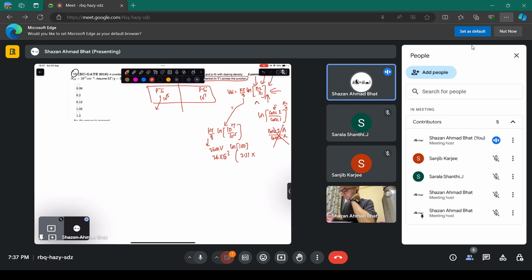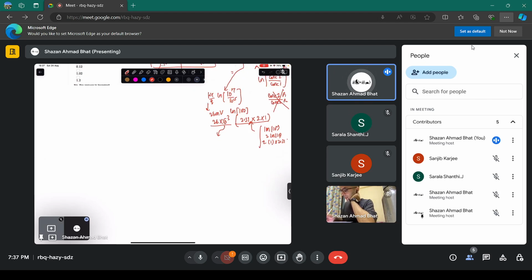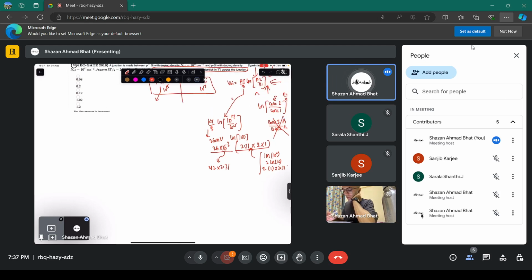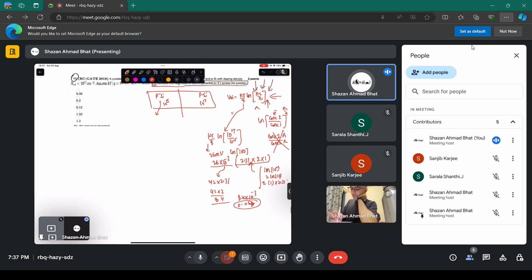2.31 into 2 into 1, because you can write ln of 10 to the power 2 as 2 ln of 10. This is 2 into 1 into 2.31. That is the same thing I have written here. I hope you guys know about this. So you solve this thing, you get 26 into 2. This is 42 into 2.31. How much is this approximately? Let's multiply 42 into 2, kitna hua? 2 4 is 8, 84. So 84 into 10 to the power minus 3, that means 0.084. So this is the answer of this question.